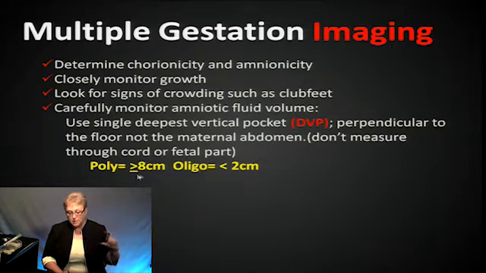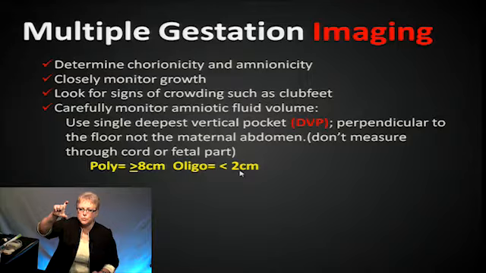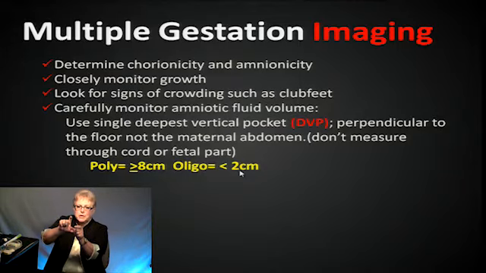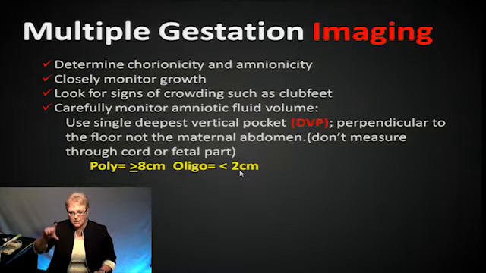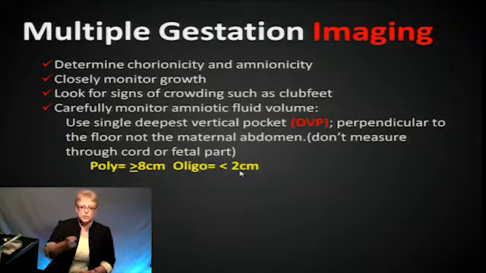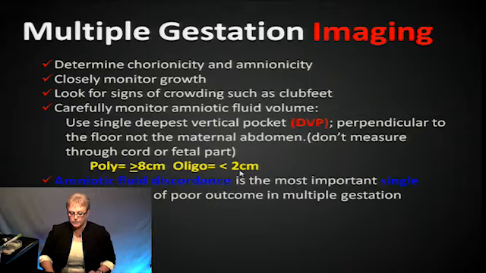Polyhydramnios is a deepest vertical pocket greater than 8 centimeters, and oligo is less than a 2 by 2 centimeter pocket. And I say 2 by 2 because you can have a 2 centimeter pocket this way, but only half a centimeter in width. It has to be at least 2 by 2 to qualify it as normal fluid. If it's less than that, even if it's 2 by 1, it's oligo. If that's all you can see of fluid around the baby, that's oligo. It has to be at least 2 by 2.